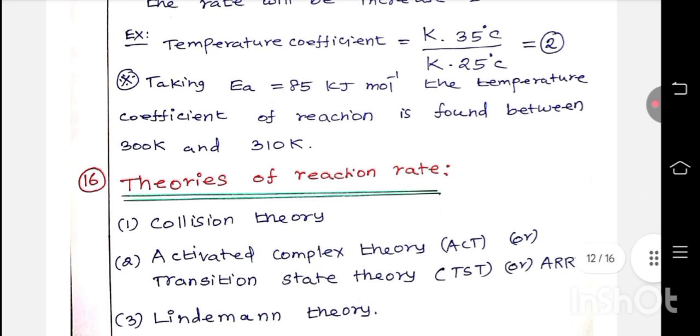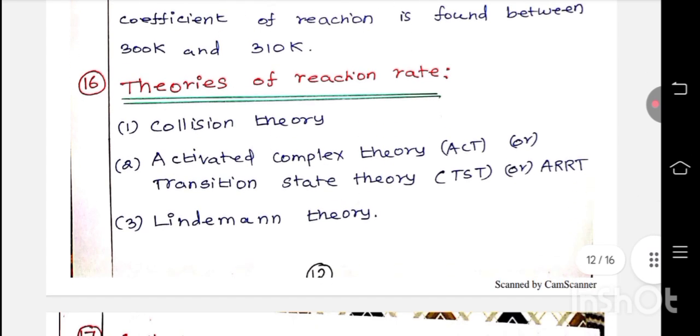16. The theories of the reaction rate. Various theories are available. 3 important theories we will now discuss: collision theory, ACT or TST, or ART. Activation complex theory, transition state theory. The Lindemann theory. First, collision theory.